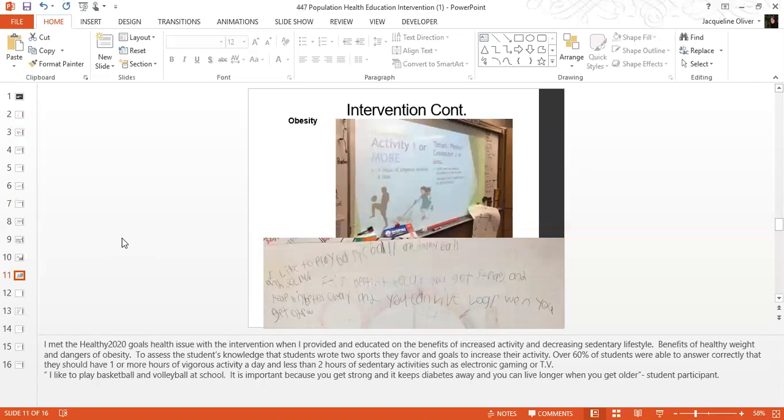I also had the students write why they thought activity was important and the benefits of it. One student wrote, "I like to play basketball and volleyball at school. It's important because you get strong and it keeps diabetes away. I can live longer when you get older."